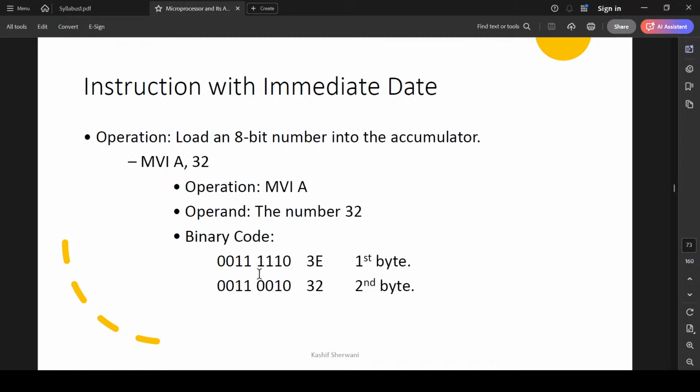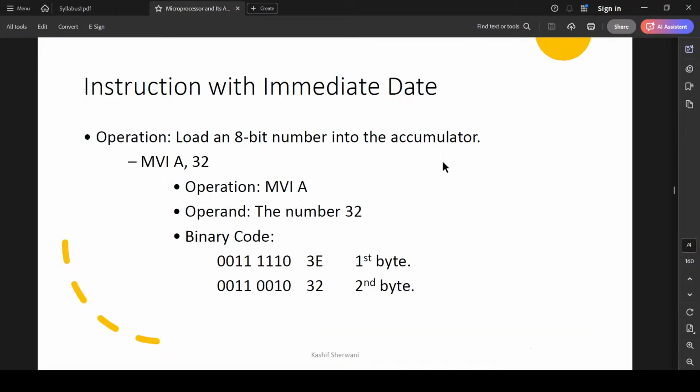MVI A will be 0011 1110, which is 3E. And the binary code for 32 is 0011 0010. So this is correct. And how is this MVI A? We can't learn this. So this is 2 bytes.